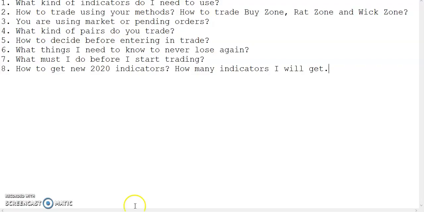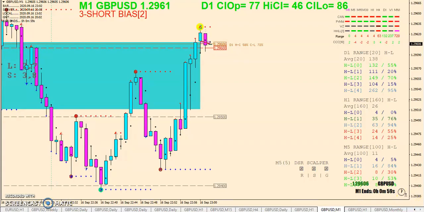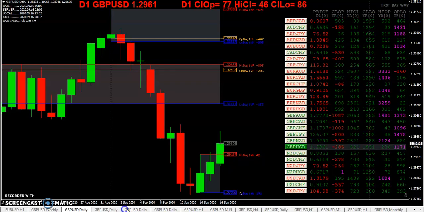So what do we have here? The next question: how to trade using your methods, how to trade buy zone, rat zone, and wick zone. I put some videos out there on that, but these are simply horizontal line trades, those different methods.